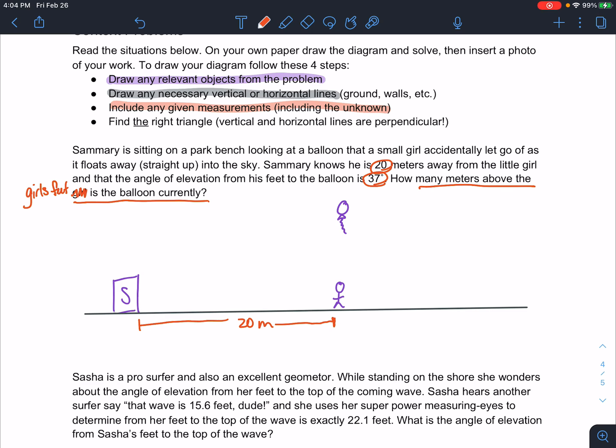He also knows that the angle of elevation from his feet, so from his feet to the balloon, is 37. So his feet to that balloon, he knows that that angle of elevation going up from that horizontal is 37 degrees. And what we want to find is how many meters above the girl's feet is the balloon. So this is the question mark, or the thing that I want to know.